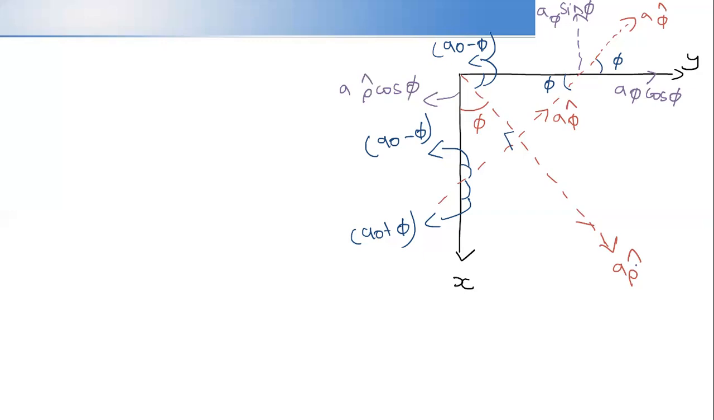Rather, the cylindrical coordinate a rho, when it is projected on the x-axis, it is a rho cos phi. Similarly, the cylindrical coordinate a rho, when it is projected on the y-axis, this will be sin phi. So for this angle it will be a rho cos of 90 minus phi, that is a rho sin phi. This is cos, this is sin.